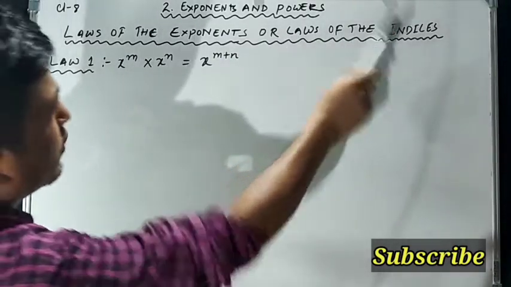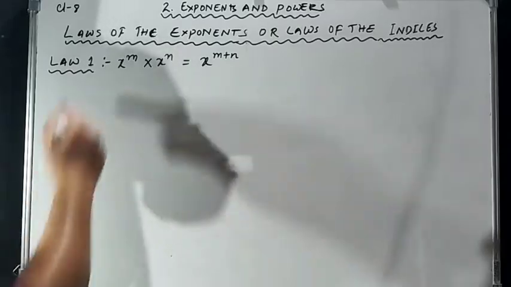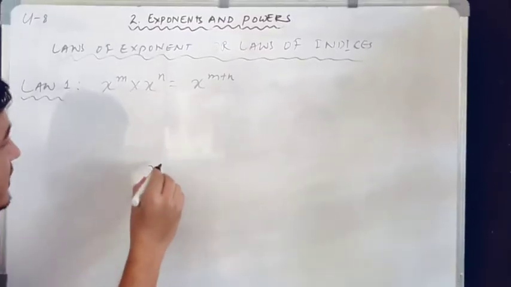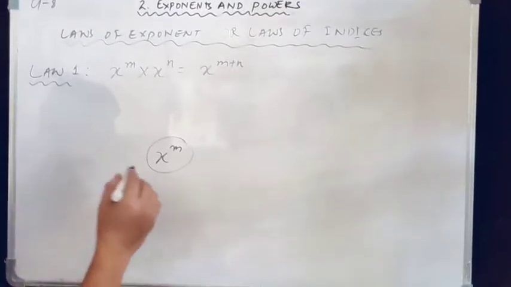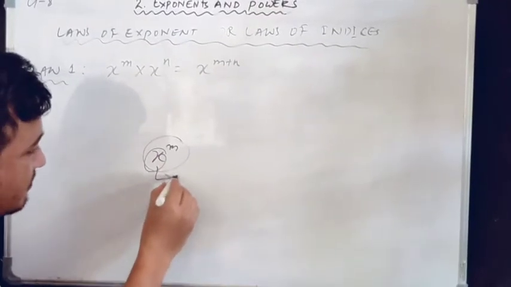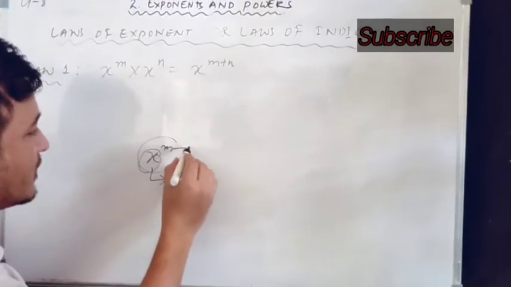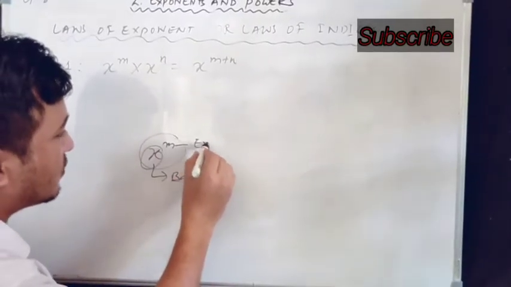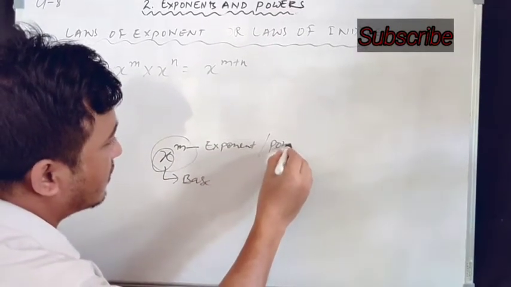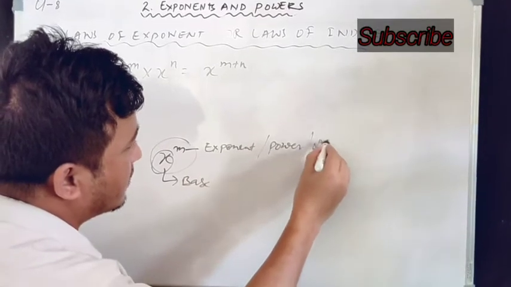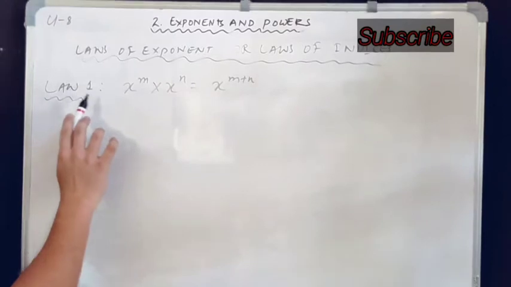is also called the laws of the indices. What? Laws of the indices. So our first law you can see, but before that, when you see any number written in this form, this is called exponential form. So this is known as the base, and this which is written as a superscript is known as the exponent or power or degree.